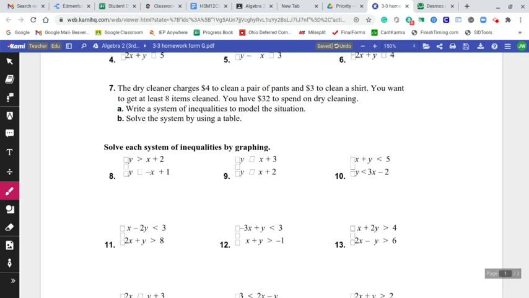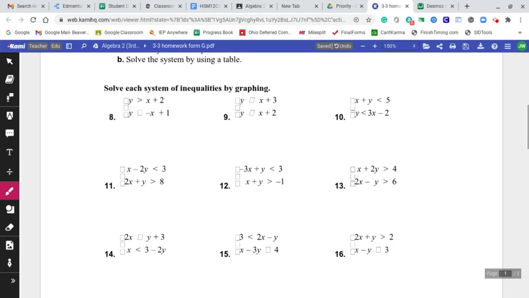Here's a word problem. We're not going to solve this one, but you can see a real life situation where you could do a system of equations, and it is a far-fetched one, obviously. Most of these are. The dry cleaner charges $4 to clean a pair of pants and $3 to clean a shirt, right? You want to get at least 8 items cleaned. You have $32 to spend on dry cleaning. So you're tight budgeted. Write a system of inequalities to model the situation. Solve the system using a table. And again, we're not going to do this one, but I wanted to read a real world situation for you.